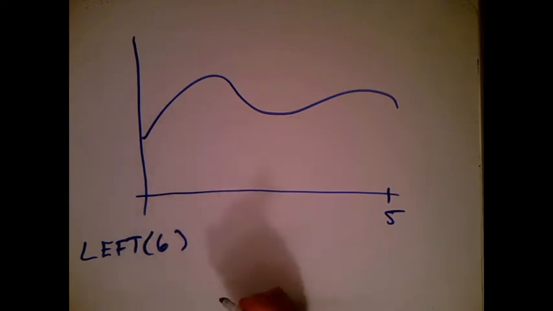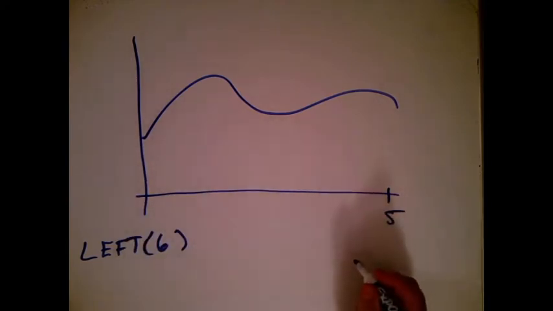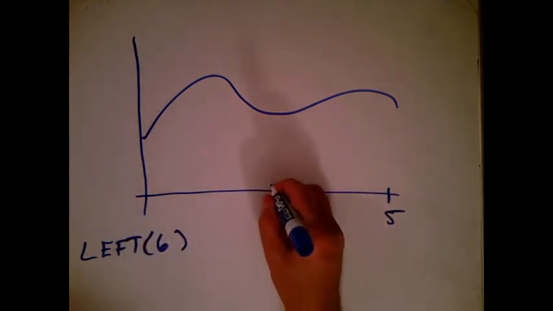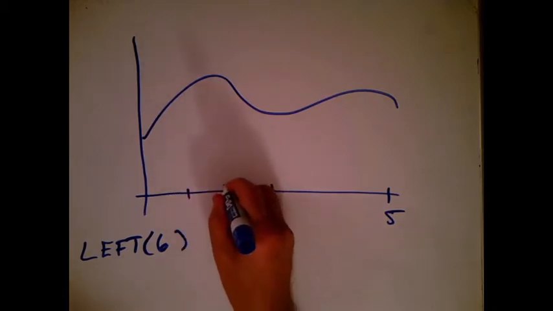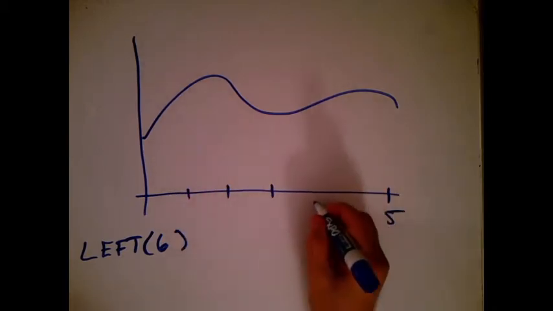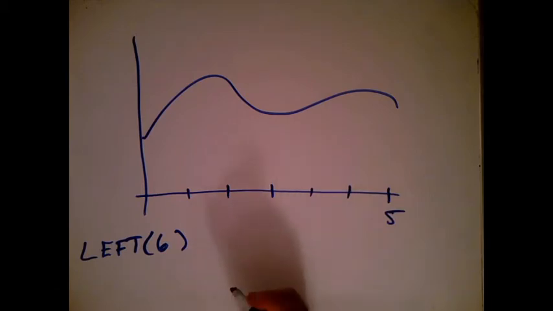I'm supposed to have 6 rectangles, so I have to divide this whole interval up into 6 little pieces. So I'm going to divide it in half, and then a third and a third, and then a half, and a third and a third. I think that's reasonably close. Now I want left 6, which means I need rectangles.